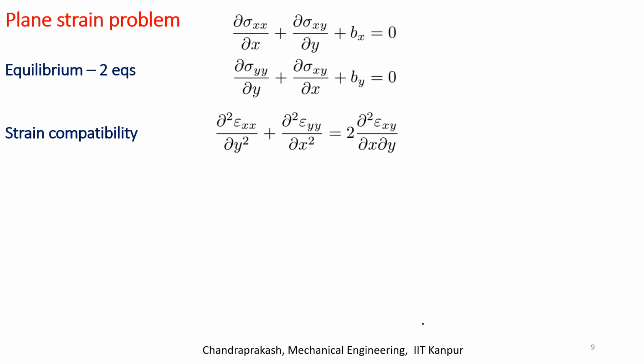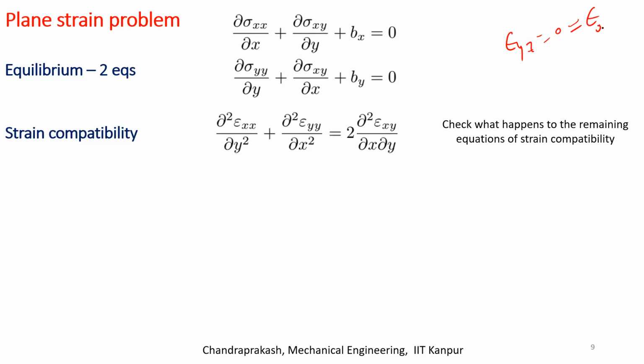A quick homework for you, just so that you're following the lectures: what happens to the remaining equations of strain compatibility? I'm going to use the first equation, but I would like you to check what is happening to the remaining 5 equations of compatibility. You all know that xz and yz are 0. So you check how those remaining equations are. Why am I not using them? I will leave that as homework.